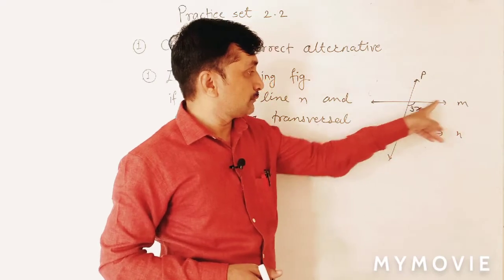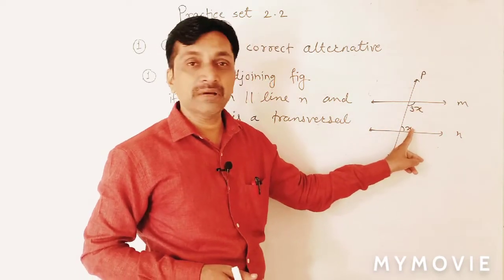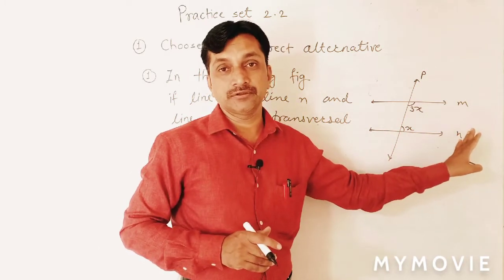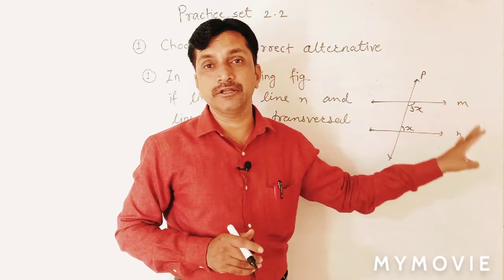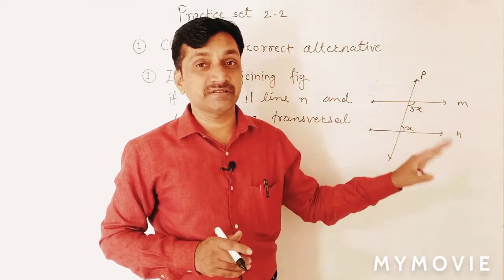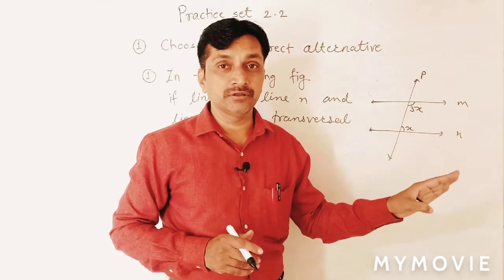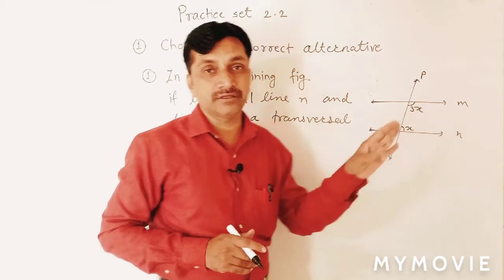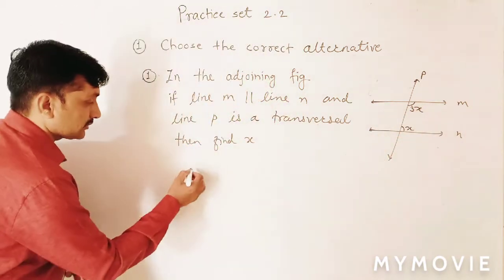Now see here, both angles are between parallel lines and on the same side of the transversal. That's why they are interior angles, right? And the property of interior angles is that they are supplementary. It means if we add them, we get 180 degrees, and then we get the correct option.